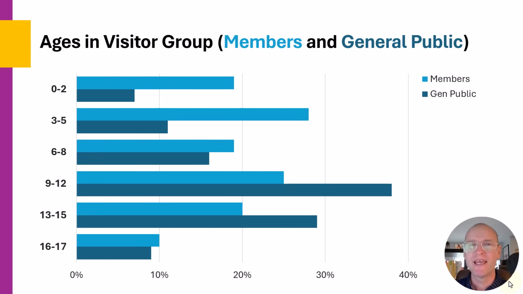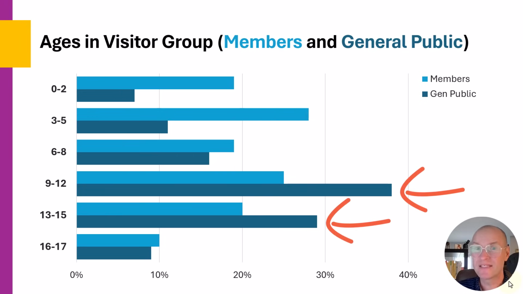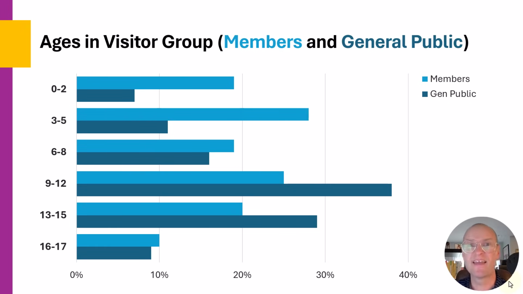But especially if you have two groups that are really different on one specific aspect, like this here is showing ages in a visitor group for members and general public. And because I know these data, I can see here that the 9 to 12-year-olds and 13 to 15-year-olds are quite a bit higher for the general public audience than the member audience. But you can't really get that at a glance.